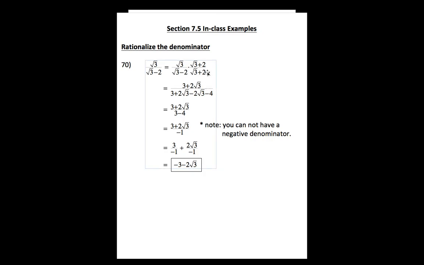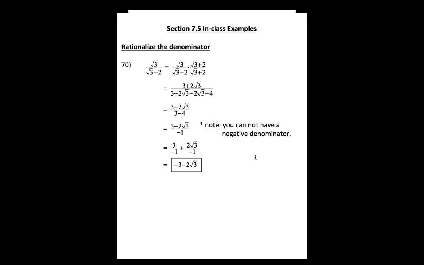In the denominator, I'm going to have to FOIL. Root 3 times root 3 is 3. Root 3 times positive 2 is positive 2 root 3. Negative 2 times root 3 is negative 2 root 3. And then negative 2 times negative 2 is negative 4. And because I used conjugates in the denominator, the outer and inner terms will cancel each other out, and I'll be left with a denominator that is 3 minus 4, or negative 1.